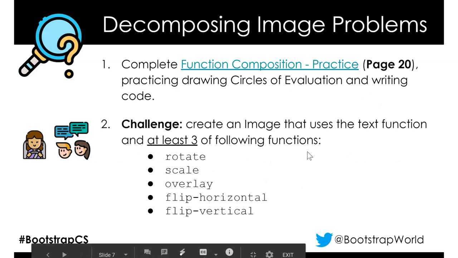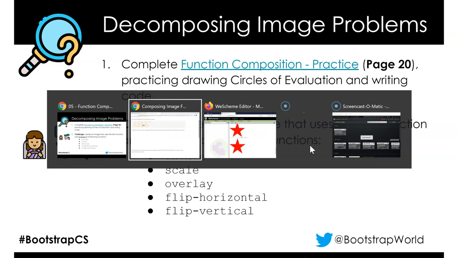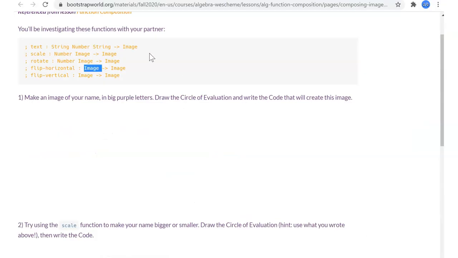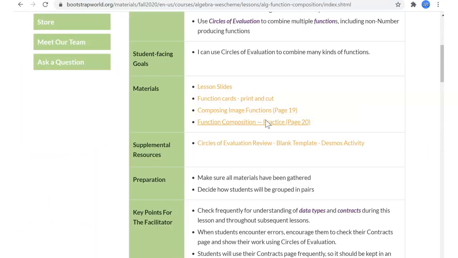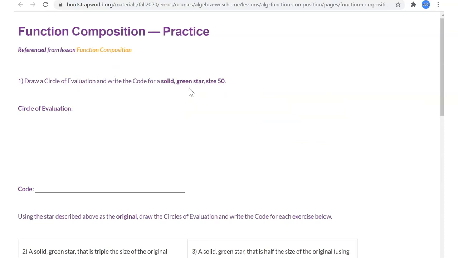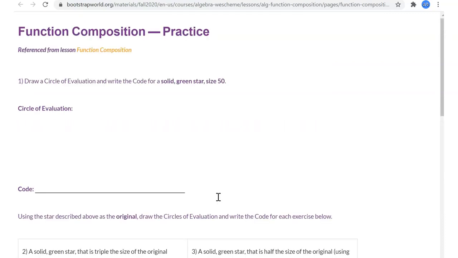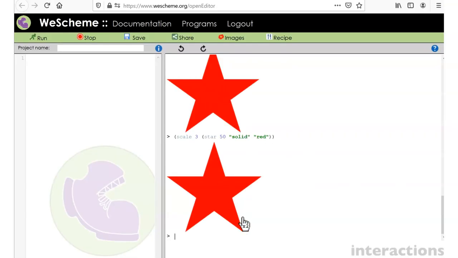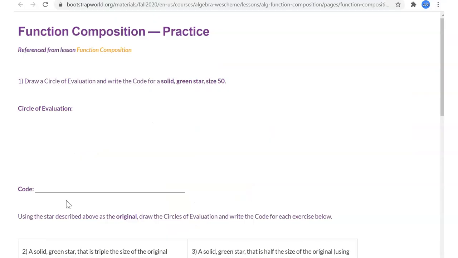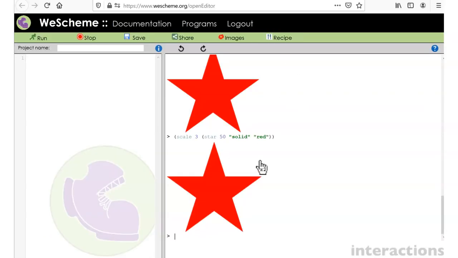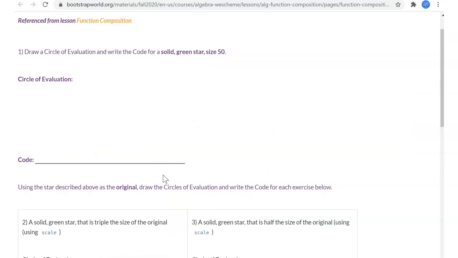This is what you are going to do, so this will be your homework. You've already put in a lot of time today, so do this later or tomorrow. Let's open up page 20, called Function Composition. It's going to have some image input, and then it wants you to describe or write the functions of how you get to some desired output. So for homework, draw the circles of evaluation and the code. But now that you already know how to get to the code, you can take it a step further and check your code and see if you really get the desired output. After you draw the circles of evaluation and take that into code, go ahead and type that into WeScheme and see if you really get the desired output.